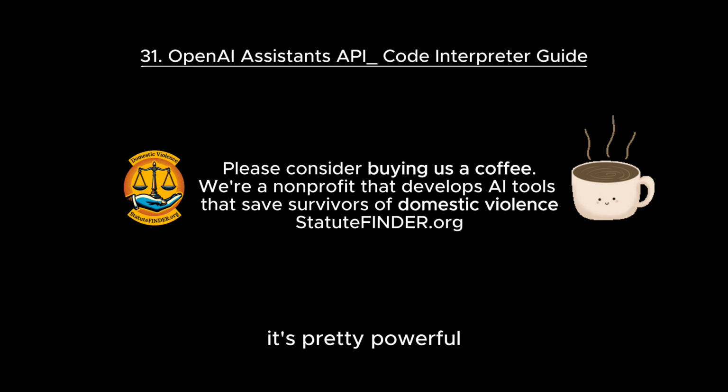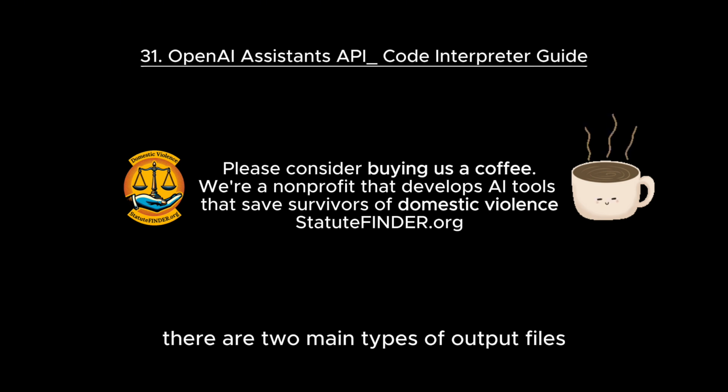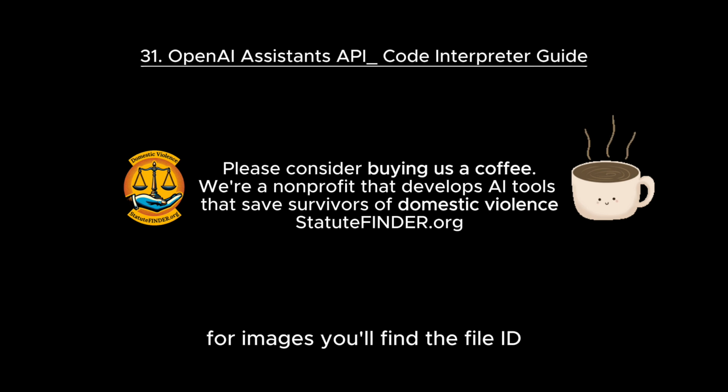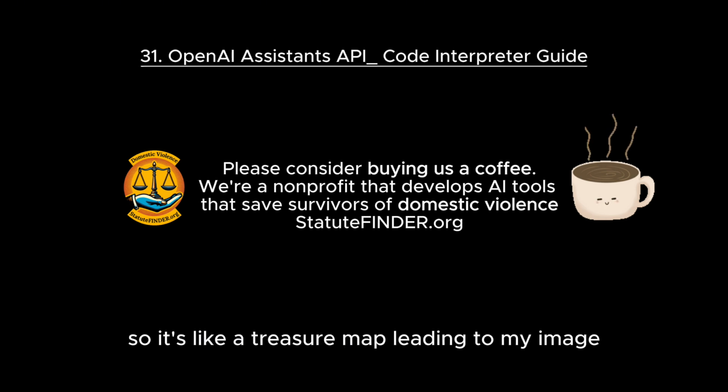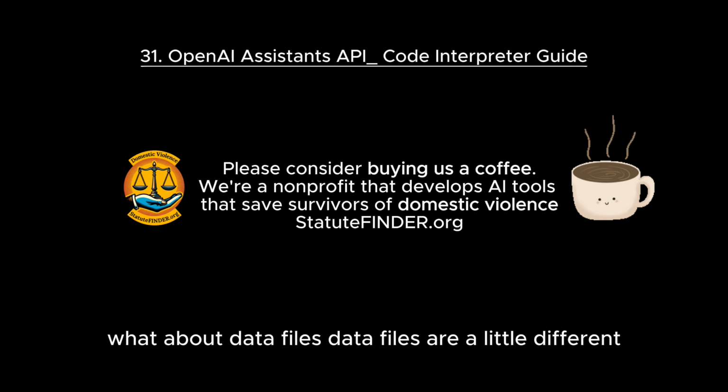Yep, it's pretty powerful. There are two main types of output files, images and data files. For images, you'll find the file ID in the assistant message response, and you can use that to download the image. Okay, so it's like a treasure map leading to my image. What about data files? Data files are a little different.